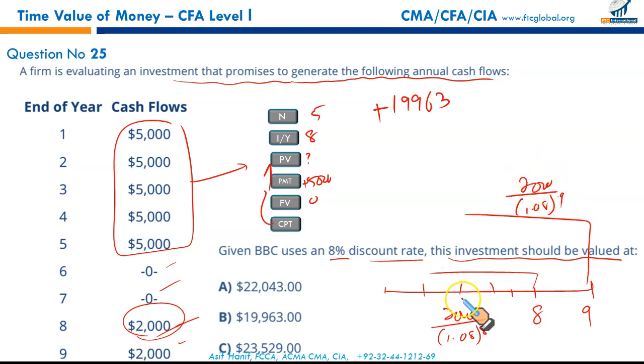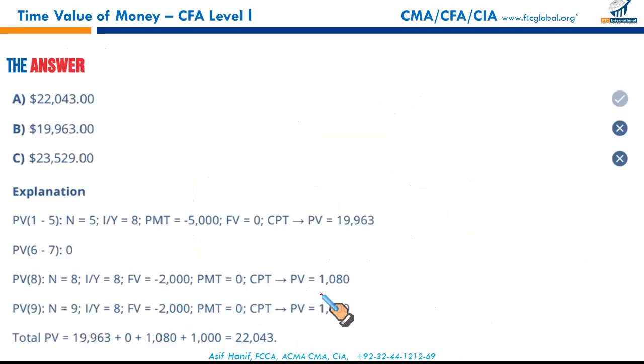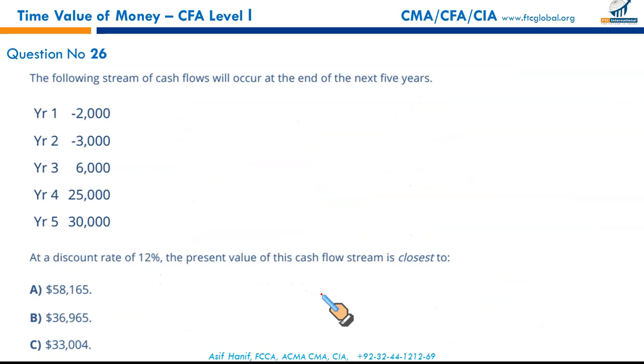So converting these, the first one will bring the cash flow to 1080.53, and 2,000 upon 1.08 raised to the power 9 gives you 1,000.49. So bringing all these future cash flows into present terms, 19963 plus 1080.53 and 1000.49 gives you a total of 22,044.02. Marginal difference of rounding off, so that makes A the correct option. A it is.